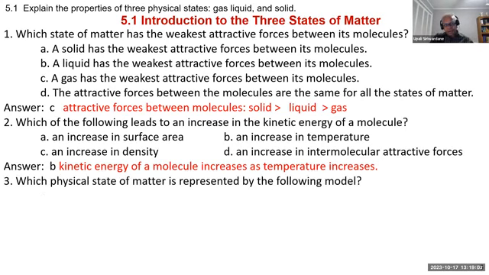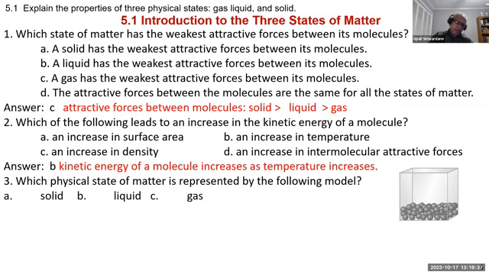Which physical state of matter is represented by the following model? If you look at this picture, it's certainly not a gas. It's between liquid and solid. Solids have a particular shape on their own, but here the particles are taking up the shape of the container. Therefore, it should be a liquid state. Answer is B.